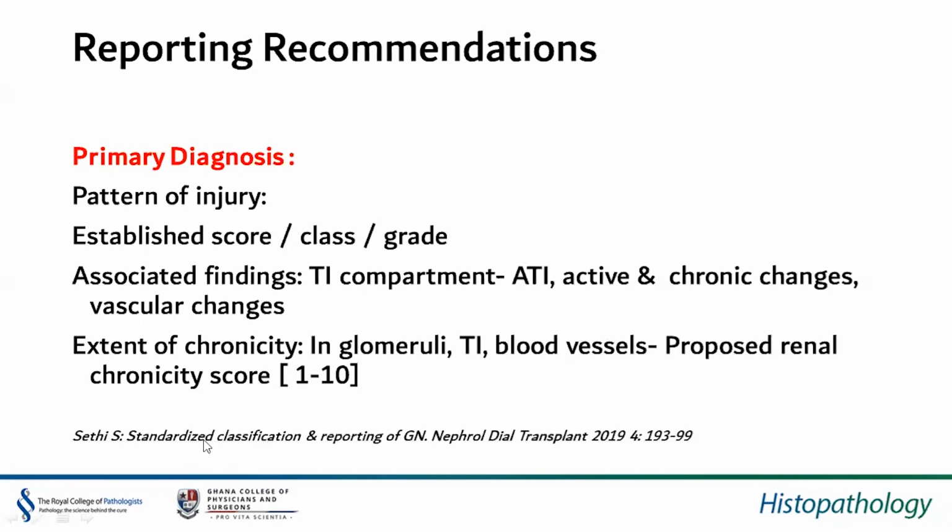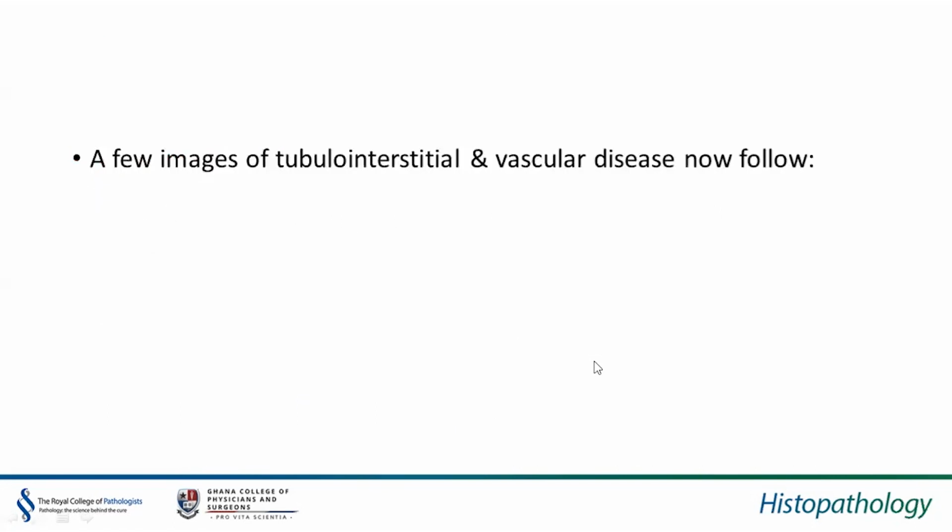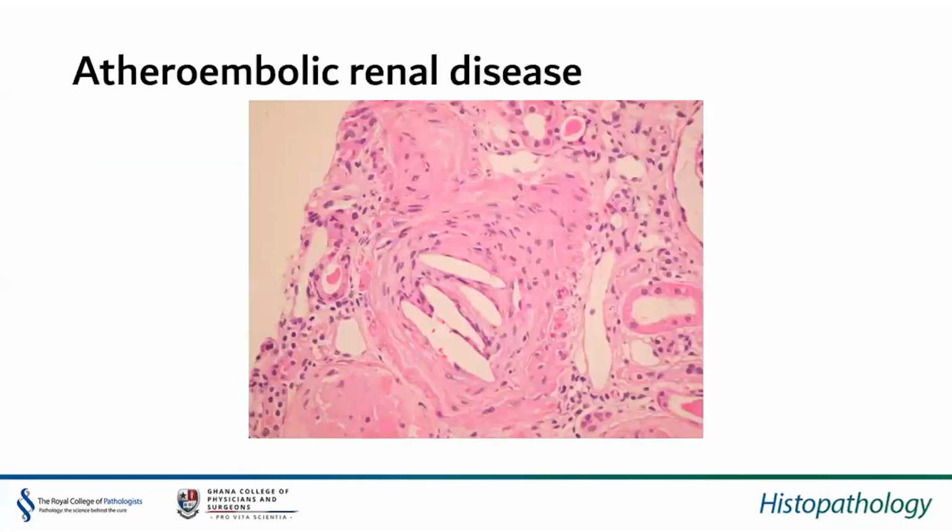In fact, Sethi et al. proposed the system of reporting by giving the primary diagnosis, pattern of injury, and they also propose a renal chronicity index, which is on a scale of 1 to 10 and which incorporates the chronic changes in the glomeruli, the tubulointerstitial compartment, and in the blood vessels. Having done that, we will just quickly run through a few images of tubulointerstitial and vascular disease.